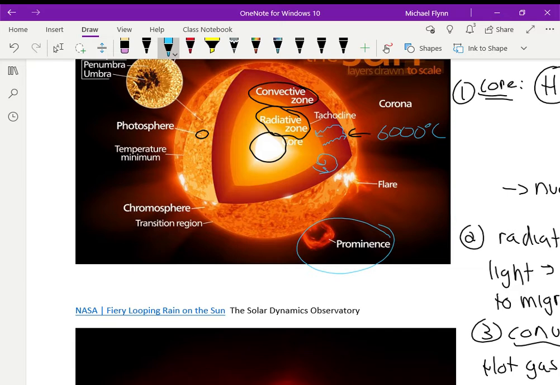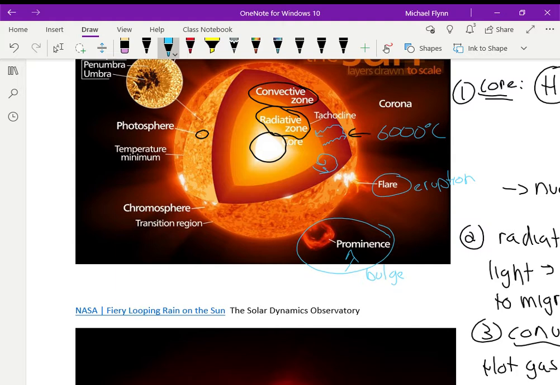A flare is an eruption. So this is like a bulge. This one is an eruption. Now, it almost looks like lava erupting off the surface, but remember, these are just extremely hot gas in the form of something called plasma. It's in gaseous form, okay? But it looks like liquid because it's so dense, okay? So anyway, that's basically it.